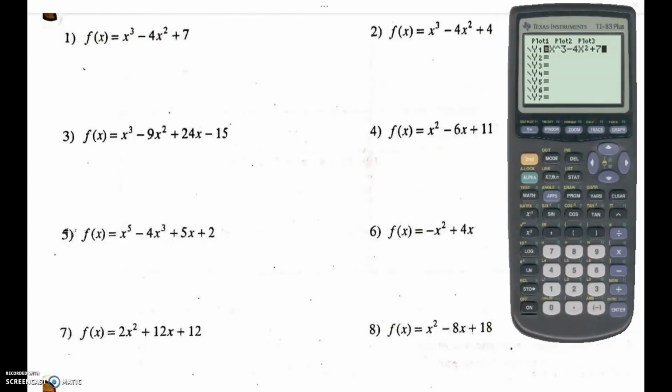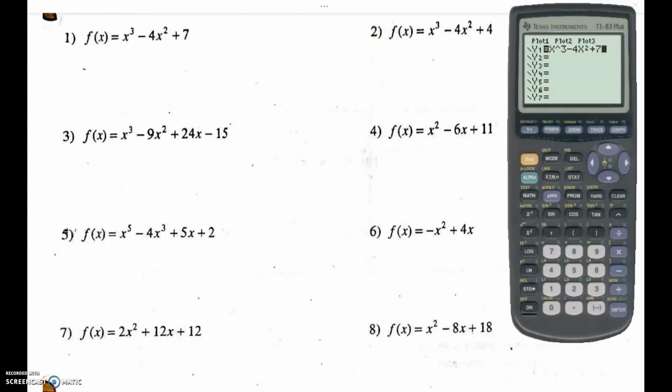Hi, this is a quick video tutorial on finding the exact value of a relative minimum and a relative maximum using our calculators. So I've got some polynomial functions pulled up and I've got my calculator pulled up. This is a TI-83 Plus. It would look similar to a TI-84.